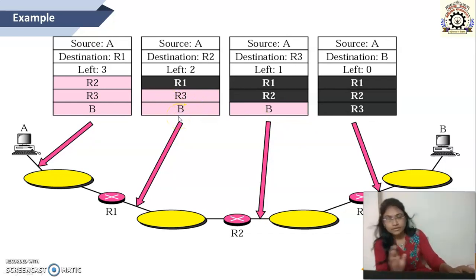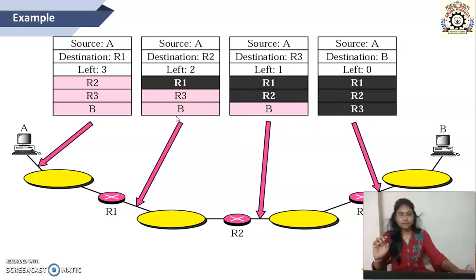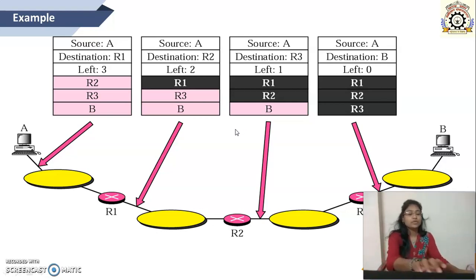This is the diagram. This is an example of source routing. Suppose A is the sender and B is the final destination. In that case, there are three intermediate routers: router number 1, router number 2 and router number 3. When the source A sends the data, for sender A the immediate destination is R1. So in the first box we can see that the source is A and the immediate destination is R1.